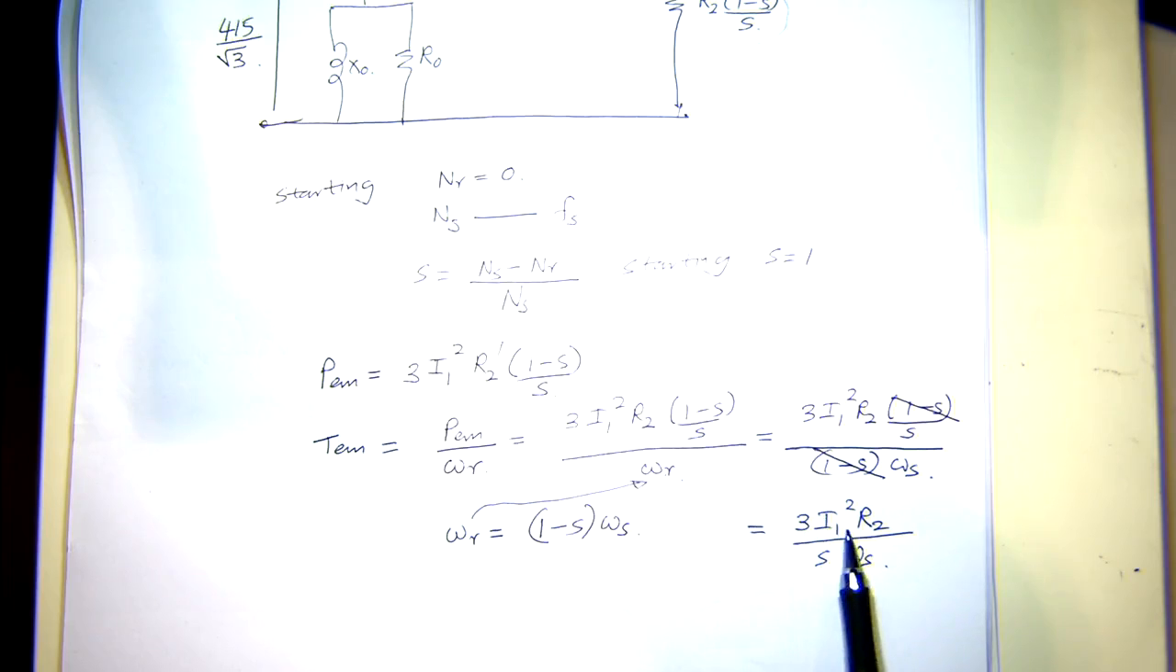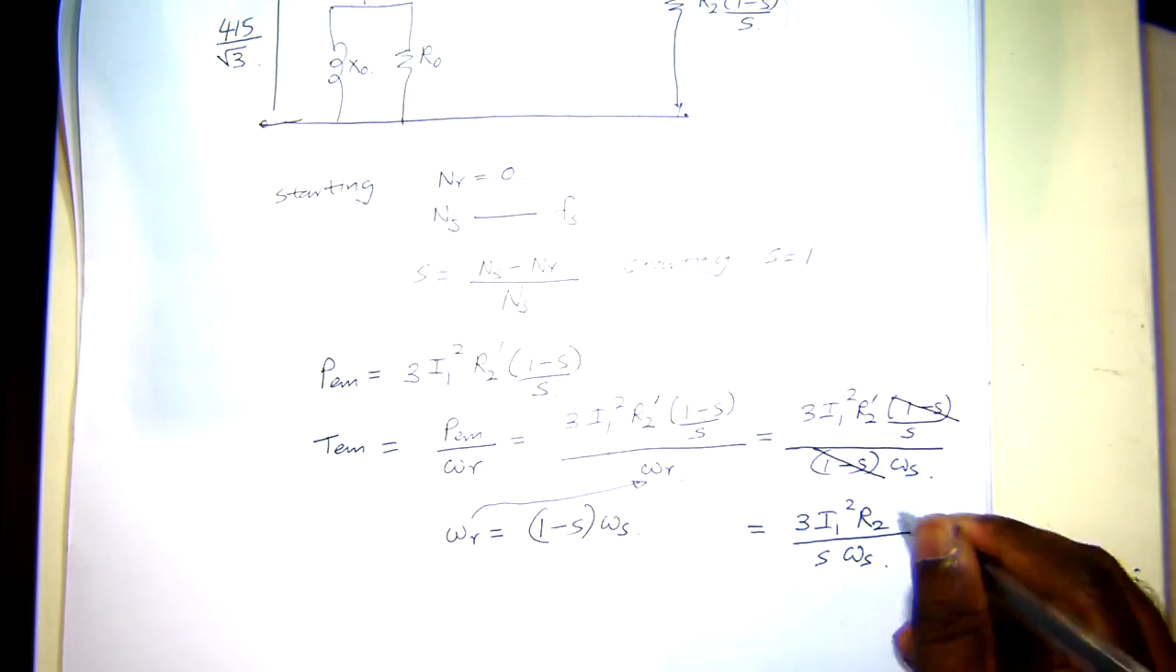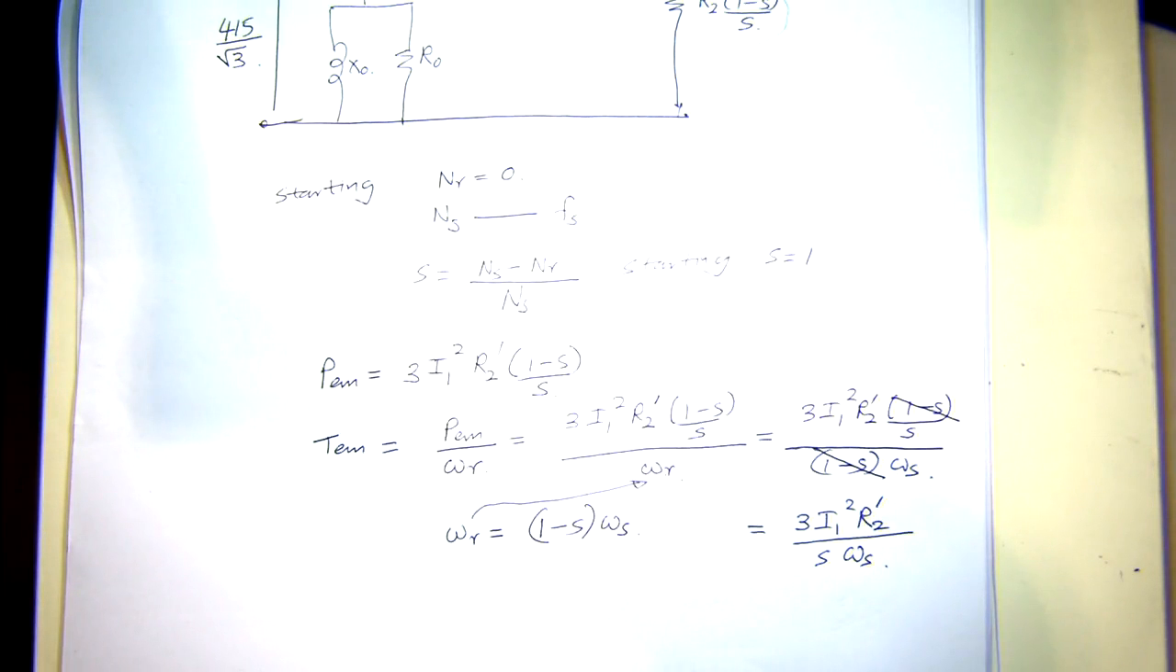That's 3 times I1 squared R2 prime. So there's a prime here as well. Divided by slip over omega s. So actually the torque equation doesn't have a 1 minus s term within it anyway. So if we bring slip down to 1, then this becomes 1. So that's the starting condition.